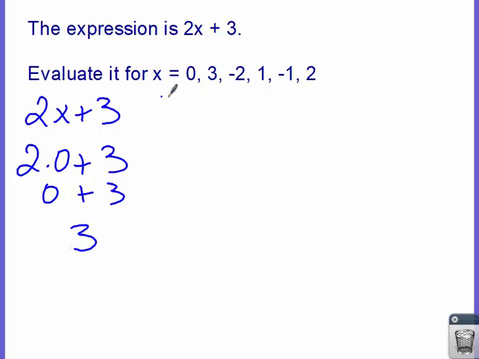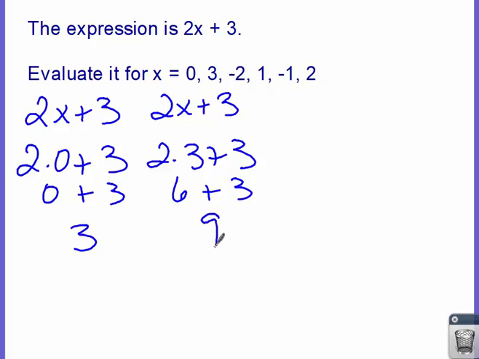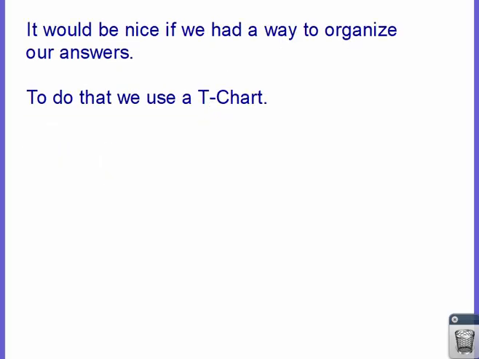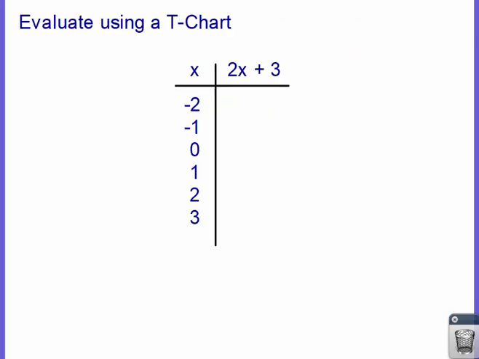And then I would do it again. 2x plus 3, plug in our 3, so 2 times 3 plus 3. So that would give me 6 plus 3, which would give me 9. And I would have to do that for every one of those values. Wow, that would be a lot of work. Okay, so wouldn't it be nice if we had a way to organize all of this information so that it would be a little bit easier to do? And believe it or not, we do. It's called a T-chart. So let's look at that same exact problem, but this time let's organize our information in a T-chart. Well, this T-chart, believe it or not, it speaks to me.